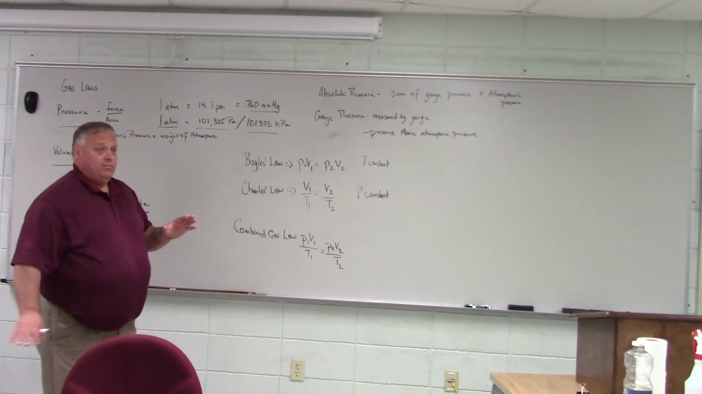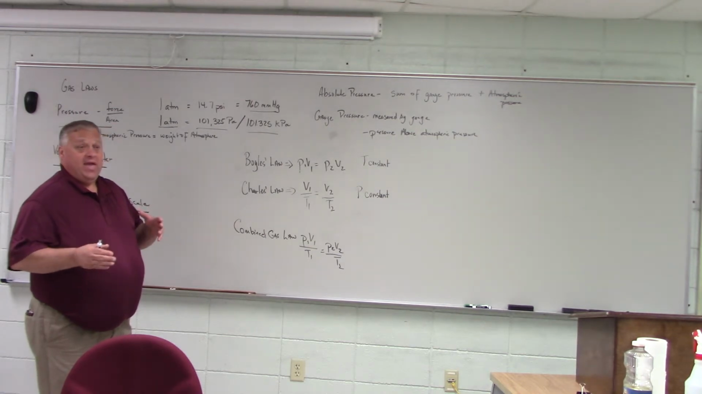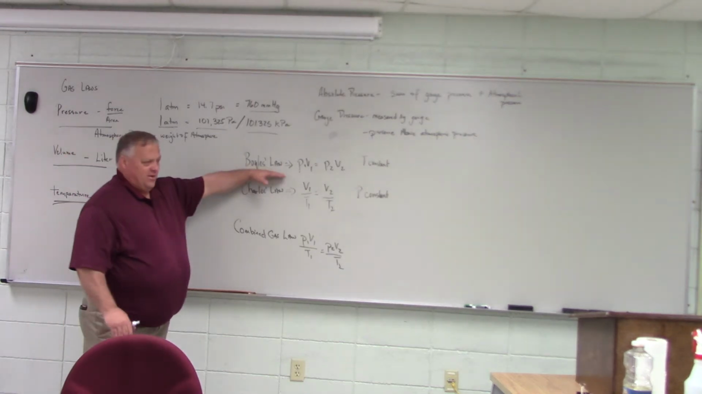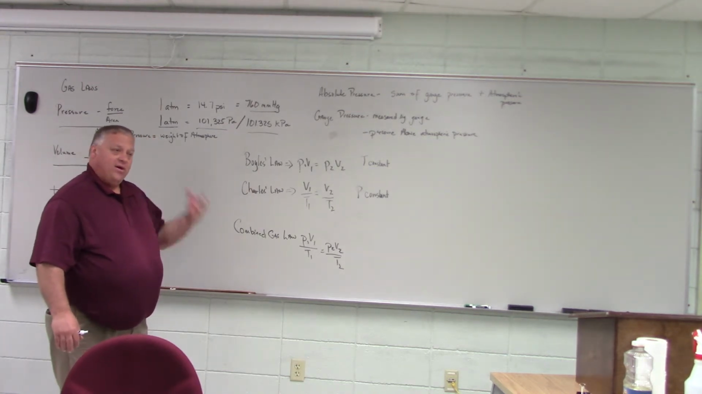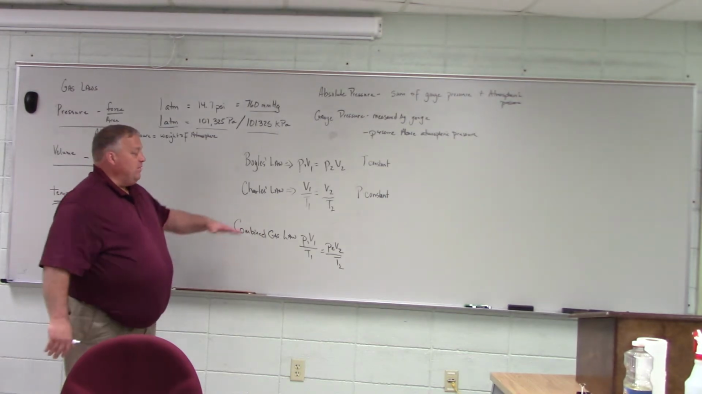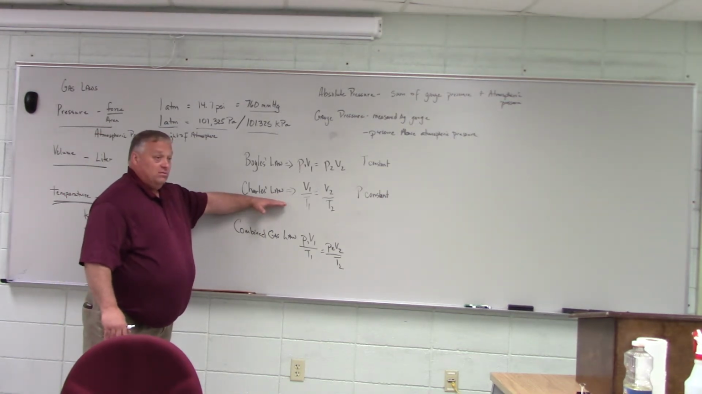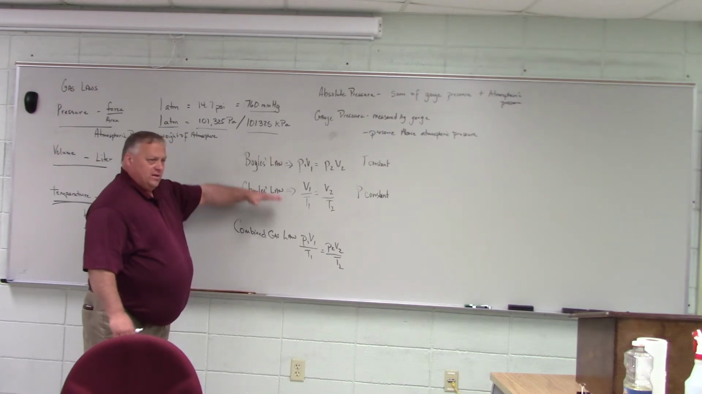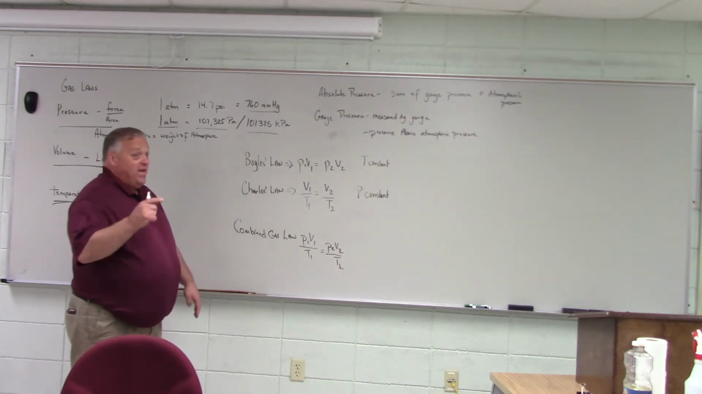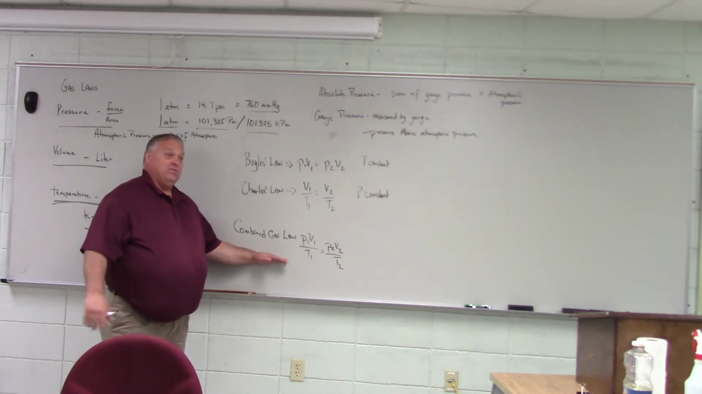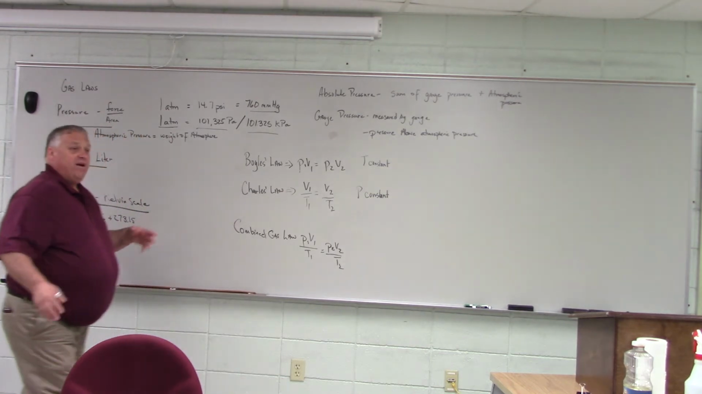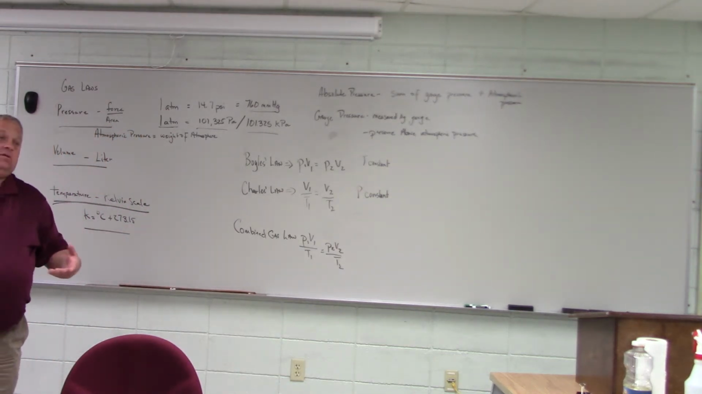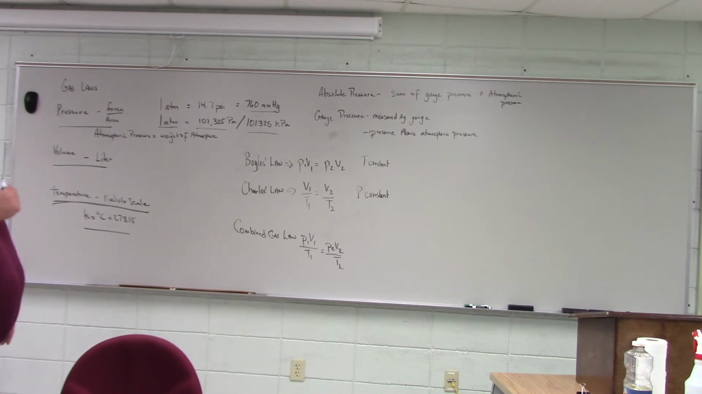So if we're looking at a problem and the only information we have is pressure and volume, we can only use Boyle's law. If the only variables available are volume and temperature, we can only use Charles' law, and cannot use Boyle's law. See how we're forced to use this. If we have pressure, volume, and temperature, we can use this law, and we can't use either of these two. So the number of variables that we have in our problem dictates which equation we're going to use to solve our problem.